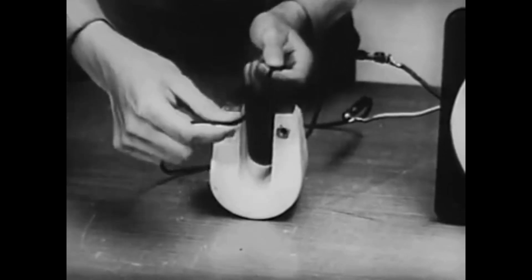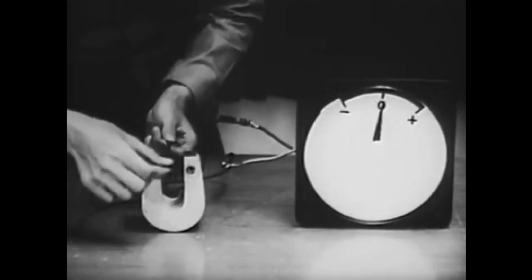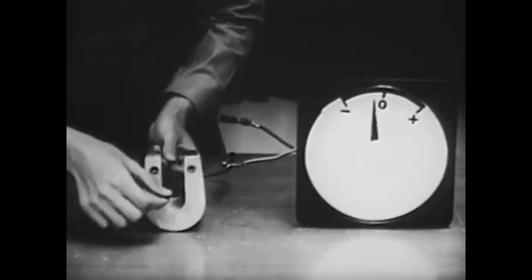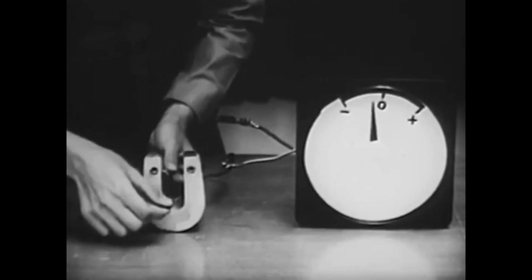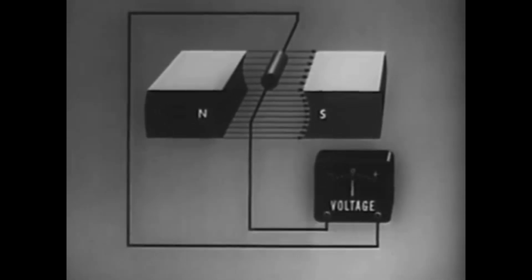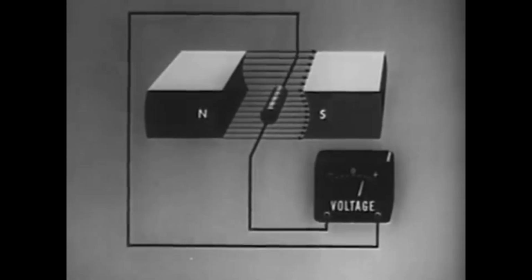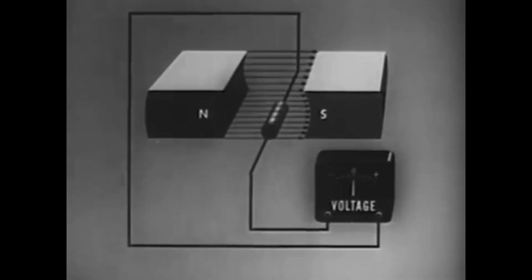The magnetic field is composed of lines of force. As the conductor cuts these lines, an electromotive force, or EMF, is generated in the conductor. Moving the conductor down through the field makes the needle of a voltmeter deflect one way, which means the EMF has one direction.